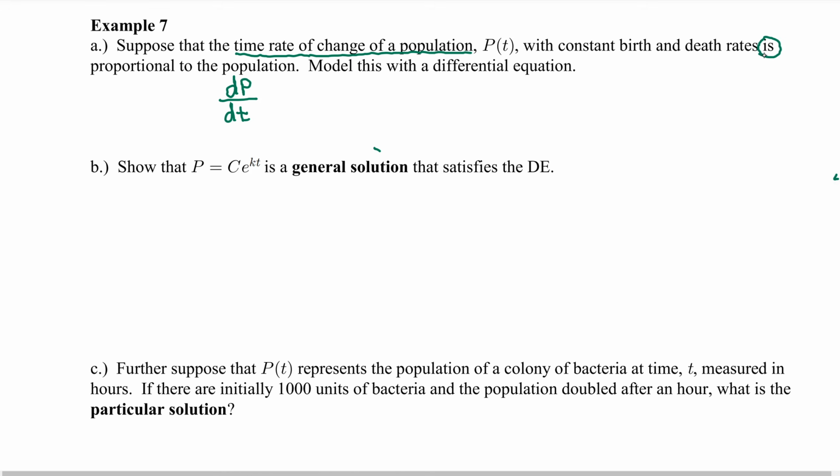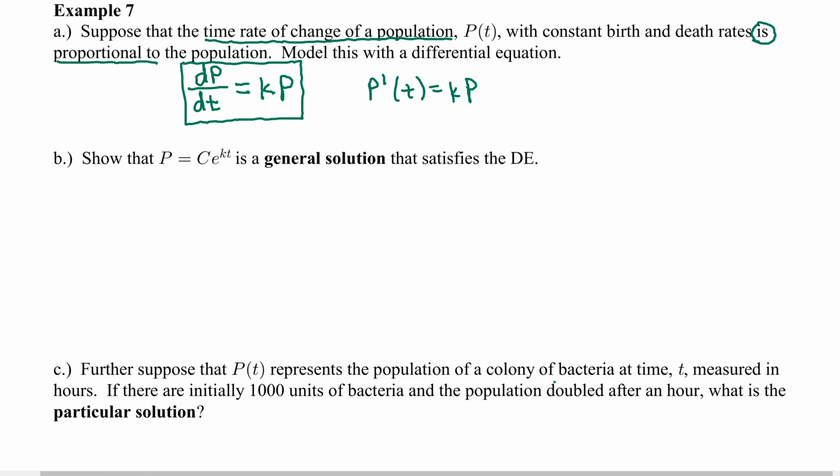So the time rate of change of a population P of t with constant birth and death rates translates into equals proportional to. When we see proportional to, we need a constant of proportionality k, to the population. Well, we were told that the population is P. So there we have modeled this situation with a very simple first order differential equation. Again, an equivalent way to do this with different notation, P prime of t equals kP. Both of those are useful for different reasons, but they both represent the same situation. Now, keep in mind, we're not yet solving the differential equation. We're going to do that very soon.